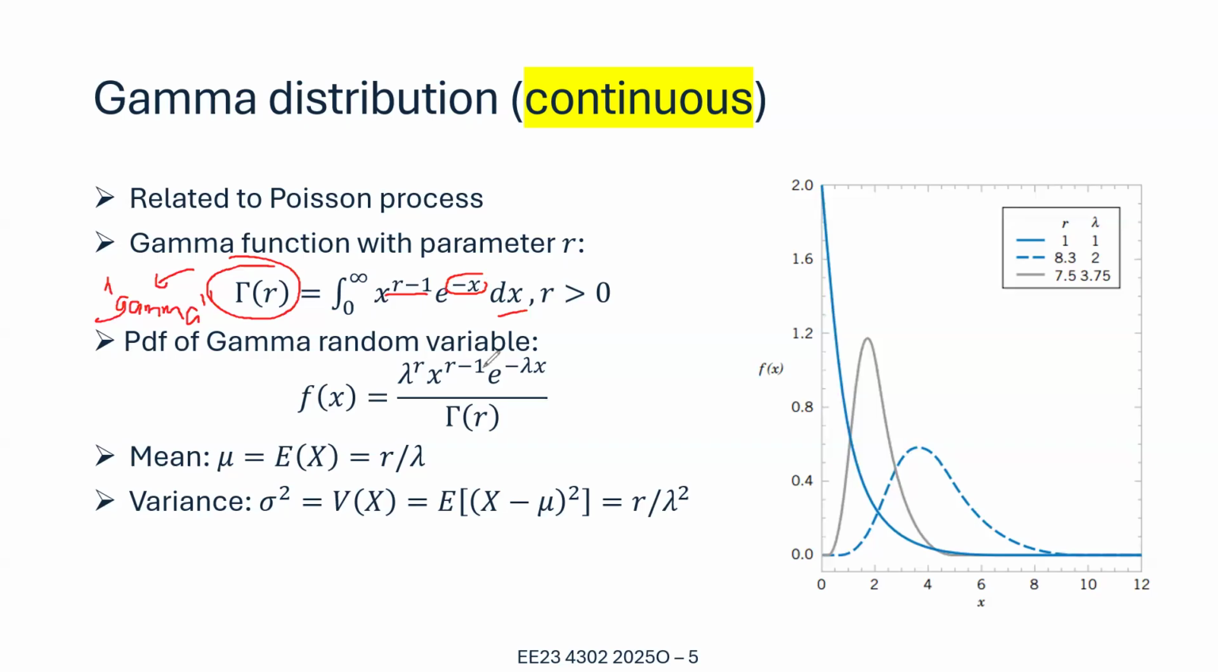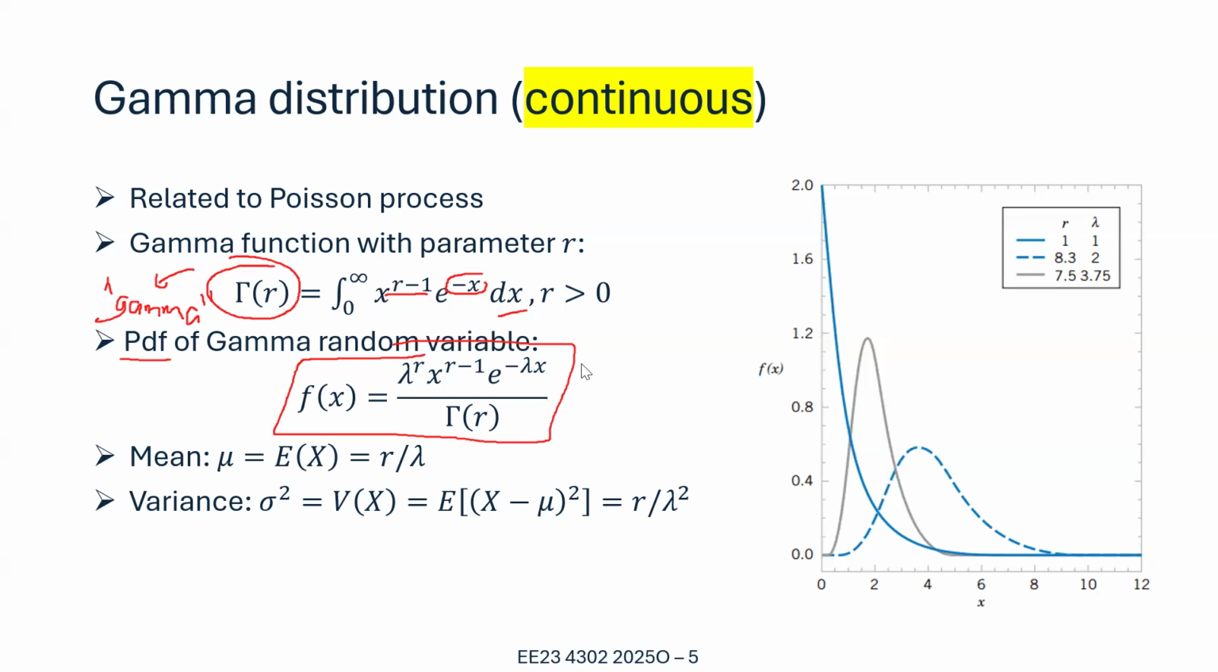And the PDF of gamma random variable here is that f(x) is the ratio between lambda to the power of r times x to the power of r minus 1 times e to the power of minus lambda x divided by gamma of r, and the mean is r per lambda, and the variance is r per lambda square.